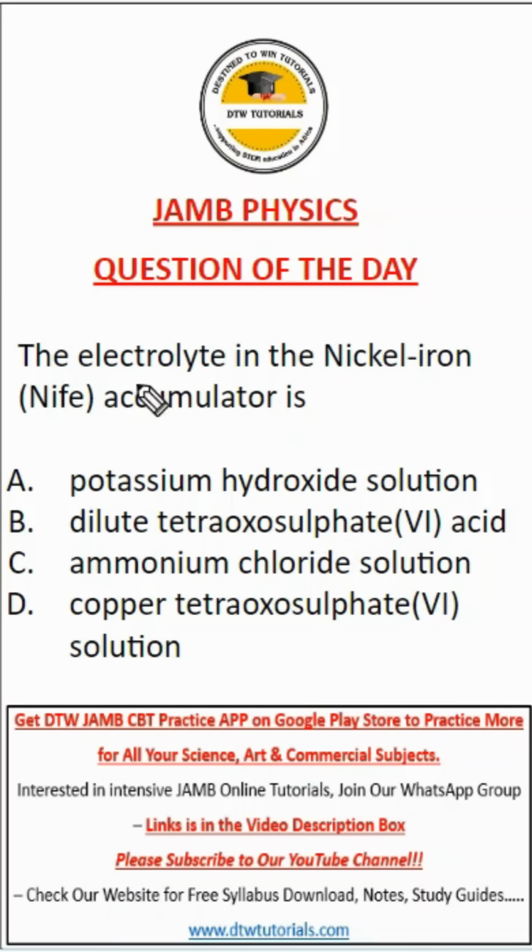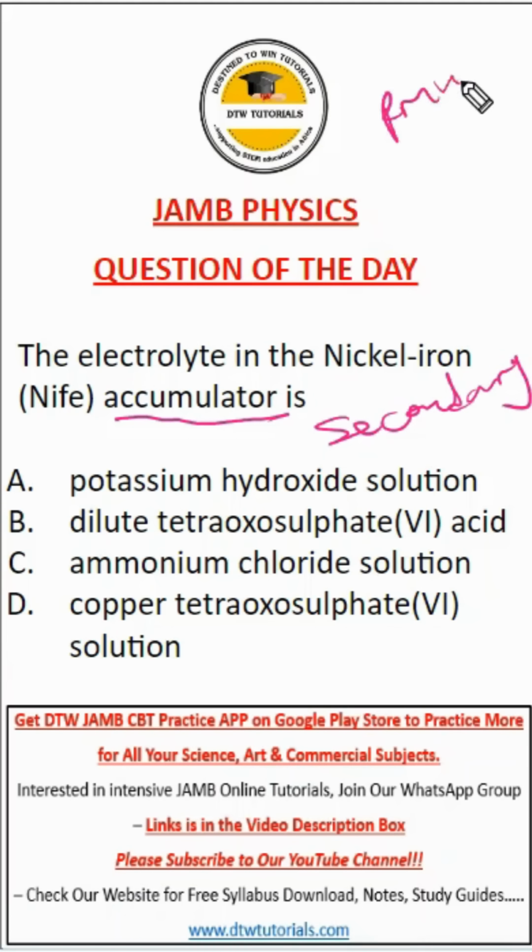Now, what does it say? It says the electrolyte in the nickel iron accumulator is... first of all, let's know what the accumulator is. The accumulator is a type of secondary cell. We have types of cells: primary cells and secondary cells. So this accumulator is a secondary cell.